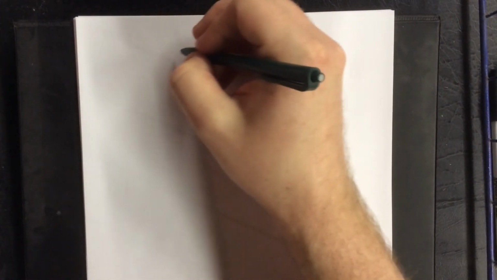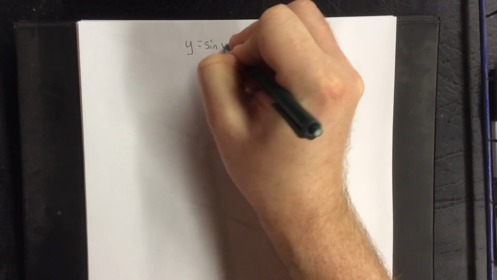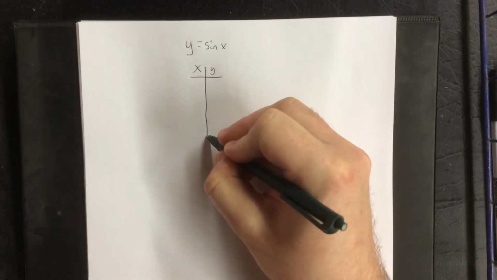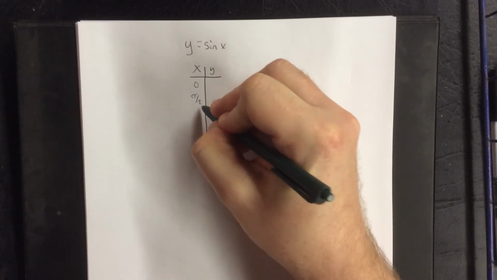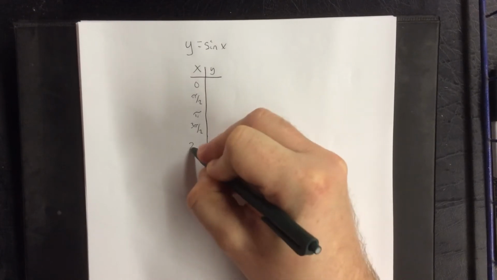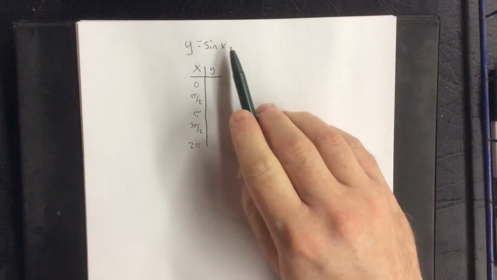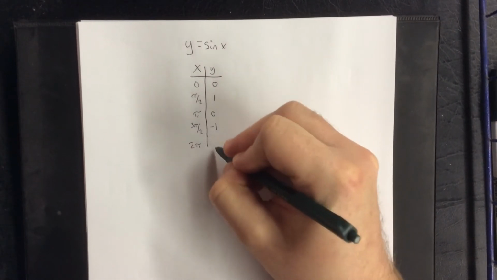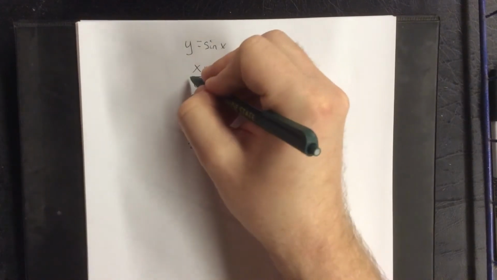So I want to start with my mother function, y equals the sine of x, and we'll get the points associated with this. X coordinates will be 0, pi over 2, pi, 3 pi over 2, and 2 pi. Corresponding y coordinates for the sine function starts with 0, then 1, then 0, then -1, then 0. We're going to have one horizontal transformation.